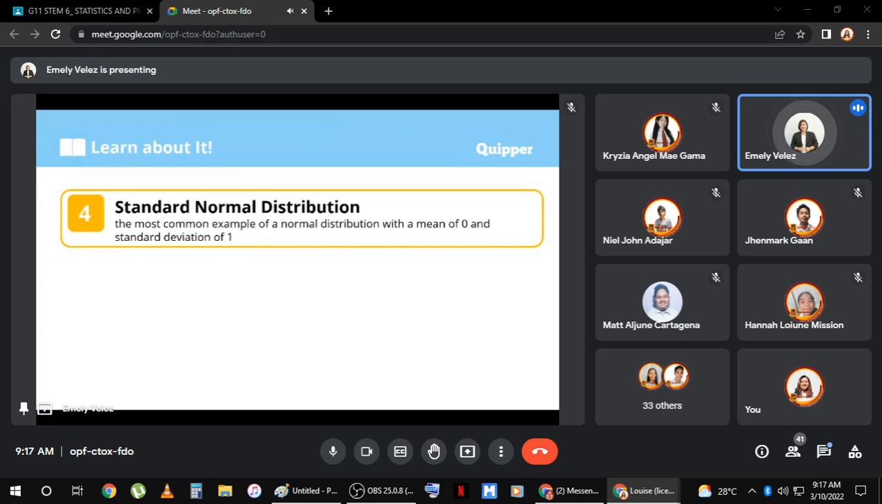Next to that, the standard normal distribution. The standard normal distribution is this kind of distribution with a mean of 0 and a standard deviation of 1. So this is it.